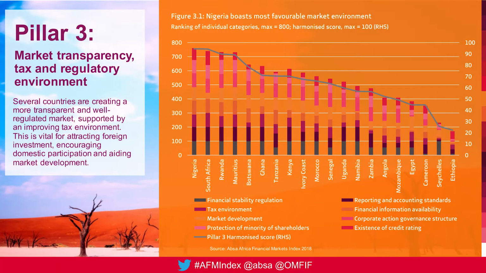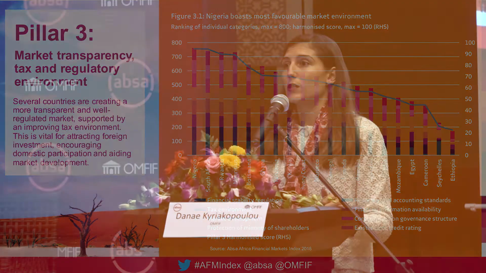Moving to Pillar 3, this looks at market transparency, tax, and the regulatory environment. So this is about the infrastructure underpinning financial markets. So again, this is about having a strong regulatory environment, but also striking a balance with flexibility and making sure that this regulatory environment is set up in a gradual way so that investors can also adjust and be aware of the changes that are made, because we've seen in some cases that changes can be too fast, and this needs to be managed in a gradual way.